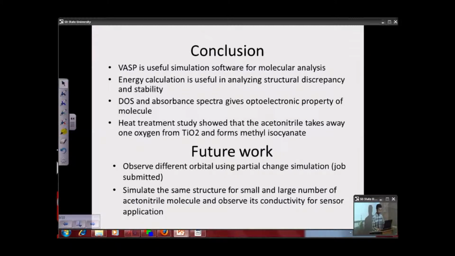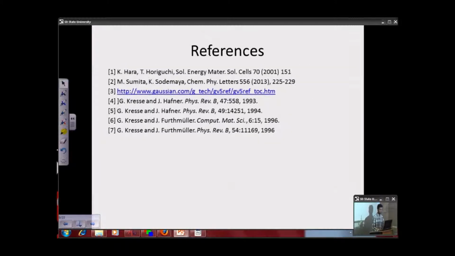And my future work will be to observe different orbitals using partial charge simulation, which I have already submitted the job, but it's still in running condition, and to simulate the same structure for a small and large number of acetonitrile molecules and observe its conductivity for sensor application.